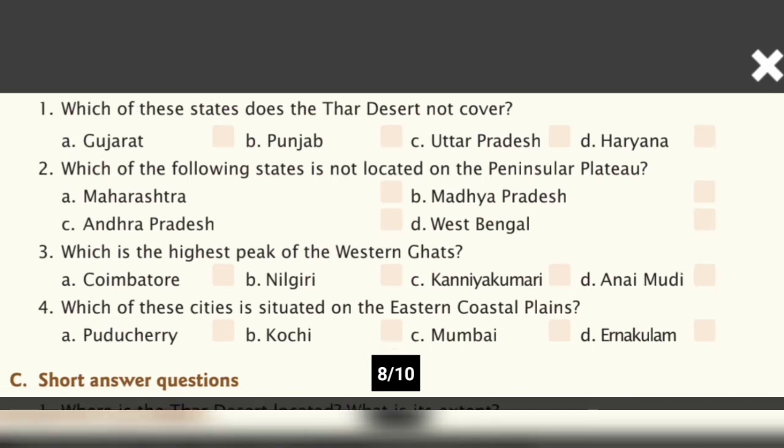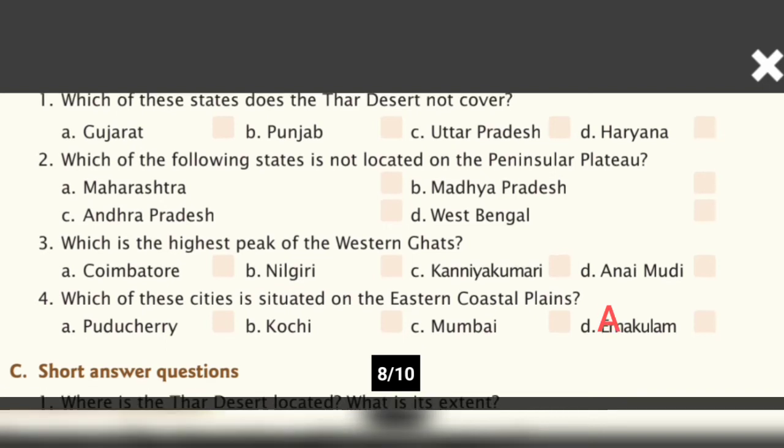Which of these cities is situated on the eastern coastal plains? Option A Puducherry, option B Kochi, option C Mumbai, and option D Ernakulam. So say me which city is on the eastern coastal plains? Yes, very good. Option A Puducherry. Okay, answer is option A Puducherry. Kochi, Mumbai and Ernakulam belong to western coastal plains. Okay, have you all done?